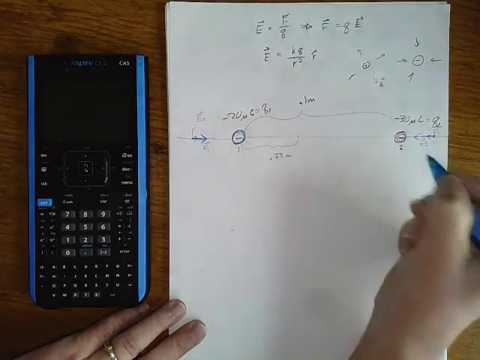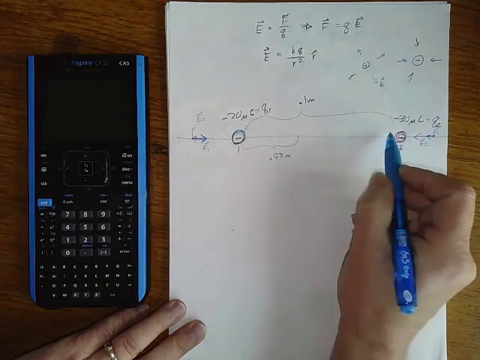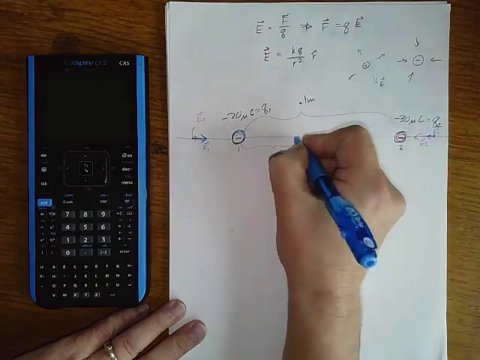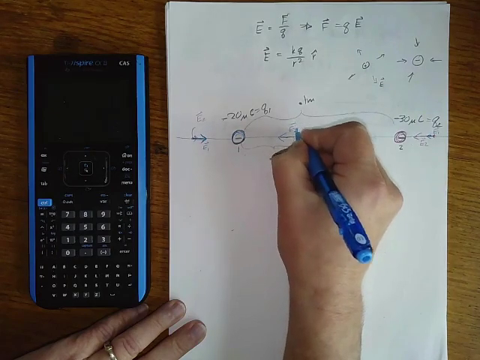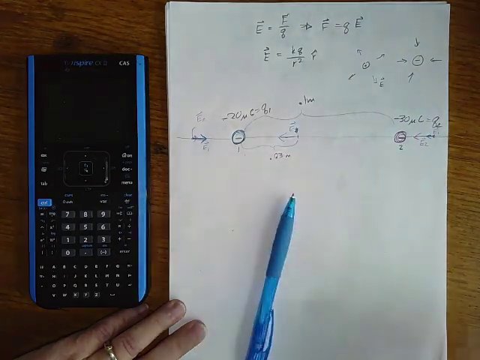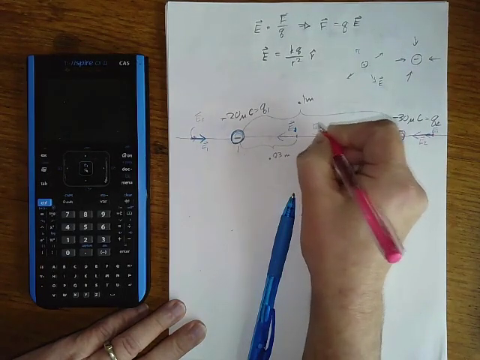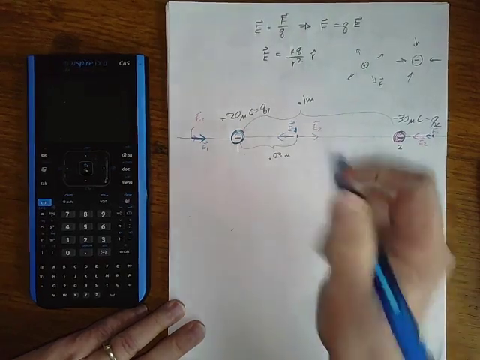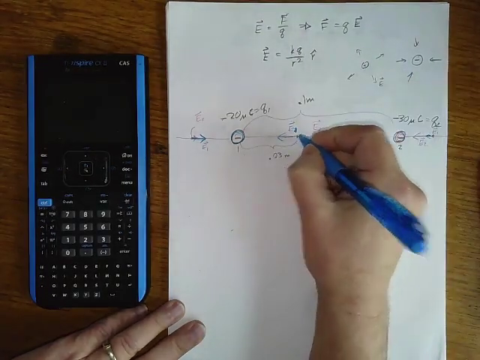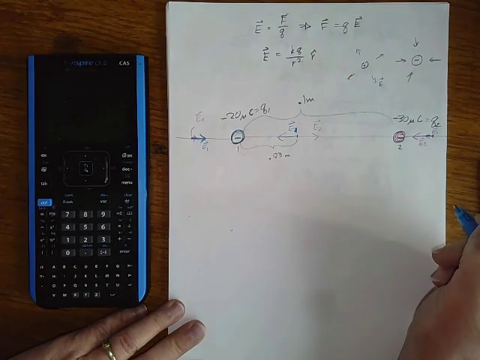Because if we put a positive test point charge in here, they're both going to want it. It's going to be attracted to both of them. E1 says the charge should go that way, and E2 says the charge should go this way. So these again are fields, but they're directly related to force just by the size of the charge.